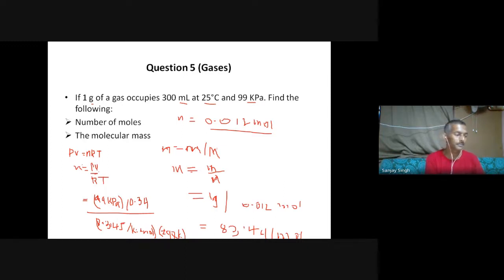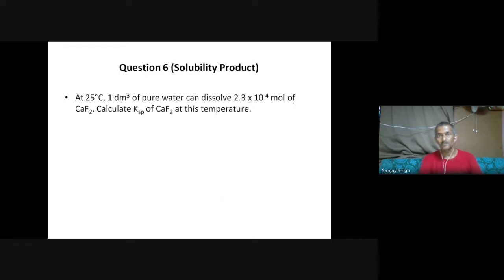That's fine. Okay, then I've seen in the syllabus you're also covering the solubility product. So that's your question number 6, whereby you're going to calculate the Ksp of calcium fluoride at a temperature of 25 with a given volume of 1 liter in pure water. Look at the number of moles of calcium fluoride. That's 2.3 to the power of minus 4 moles.